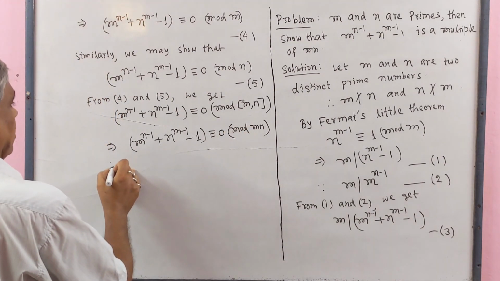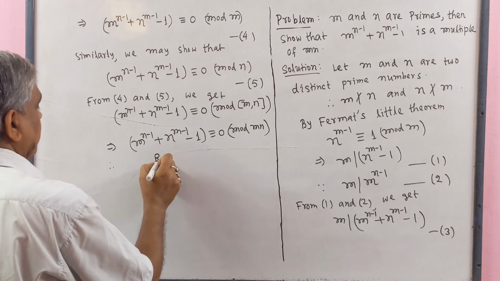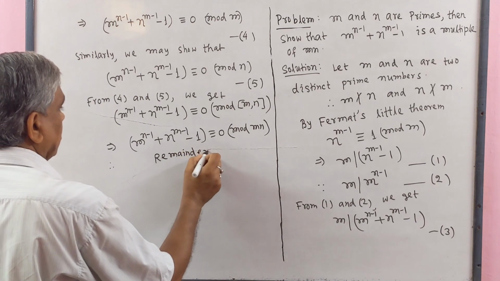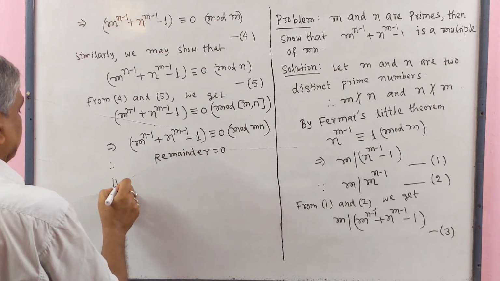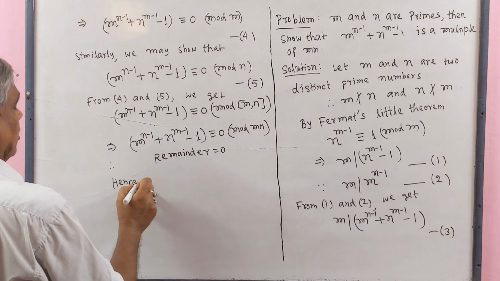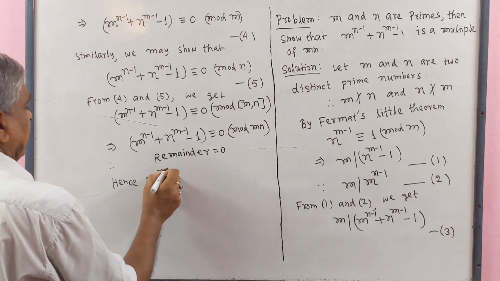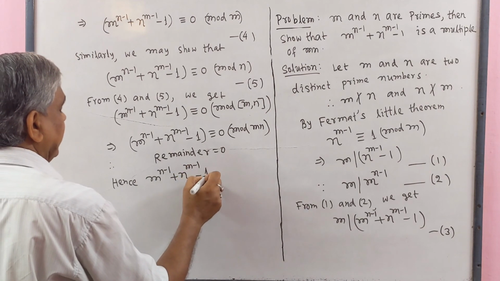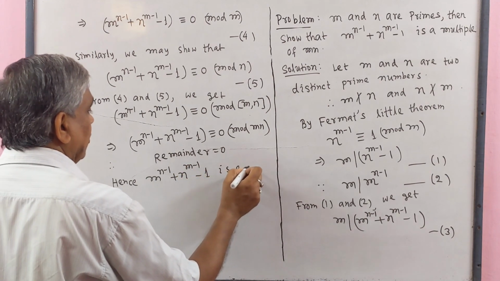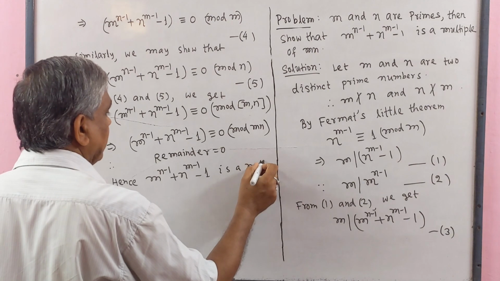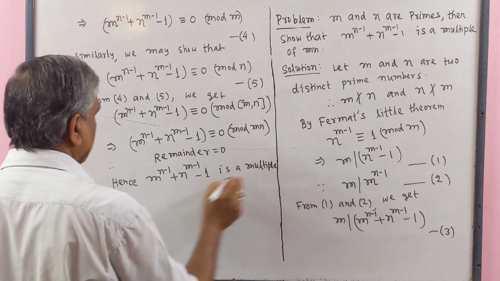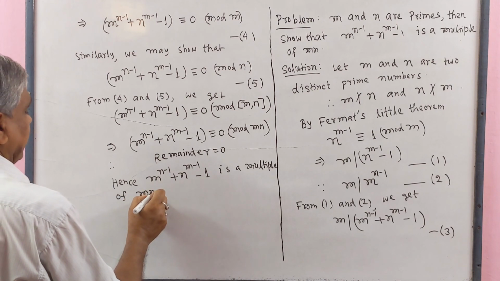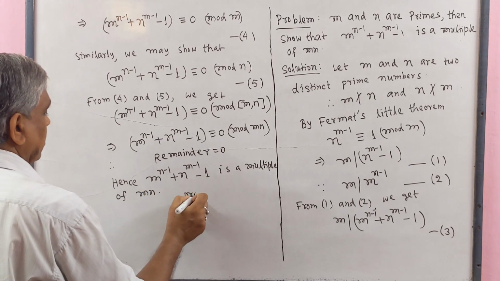Therefore, remainder equal to 0. Hence m to the power n minus 1 plus n to the power m minus 1 minus 1 is a multiple of m multiply n. Proved.